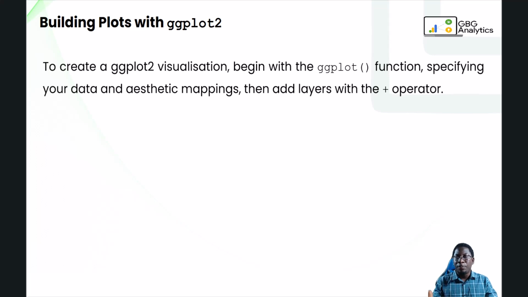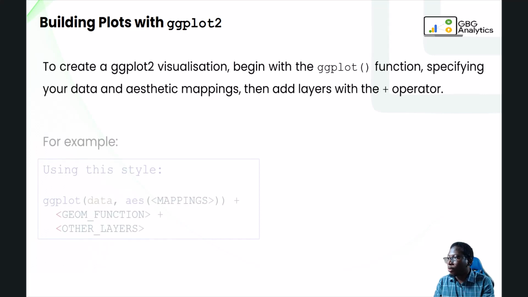Now let me show you how to build a plot with ggplot2. To create a plot using ggplot2, you will begin with the ggplot function, specifying your data and aesthetic mappings inside this function. Then you continue adding layers by using the plus operator. For example, you may have it like this.